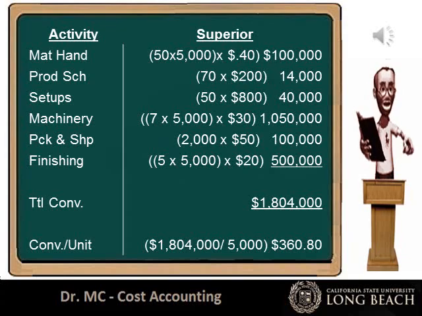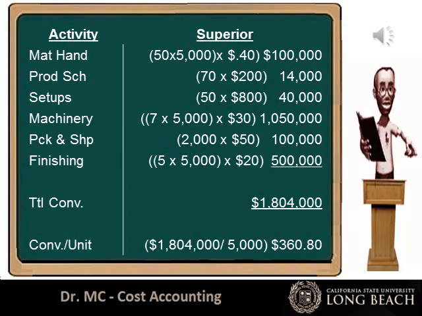setups, which is $40,000. The machinery maintenance costs applied to all of the superior units are $30 per machine hour times 35,000 machine hours, which is $1,050,000. The packaging and shipping costs applied to all of the superior units are $50 per order shipped times 2,000 orders shipped, which is $100,000. The finishing costs applied to all of the superior units are $20 per direct labor hour times 25,000 direct labor hours, which is $500,000.